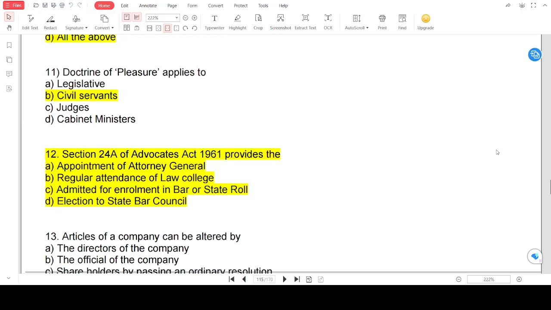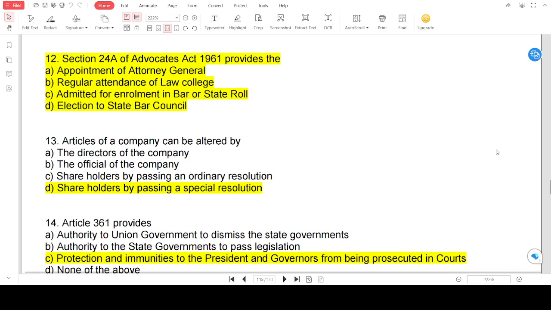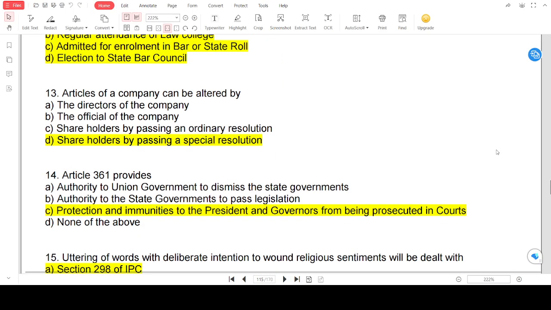Section 24 of the Advocates Act 1961 provides: appointment of Attorney General, regular attendance of law college, admitted for enrollment, bar or state roll, election to State Bar Council. Articles of a company can be altered by shareholders by passing a special resolution.